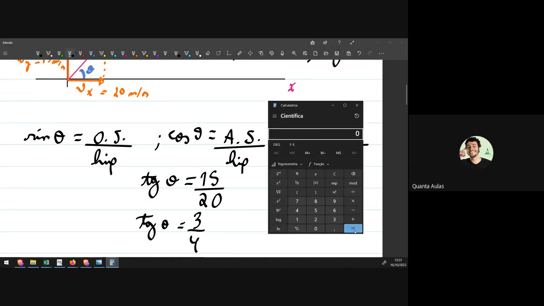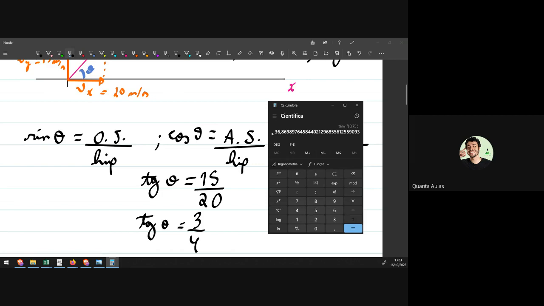For example, here you can do 3 over 4. And now you can click here in trigonometry and second. So you will have this inverse tangent. You need the inverse tangent because the inverse tangent gives to you the value of the angle, right? So this is what we want here. We want the angle, so you need to use the inverse tangent.